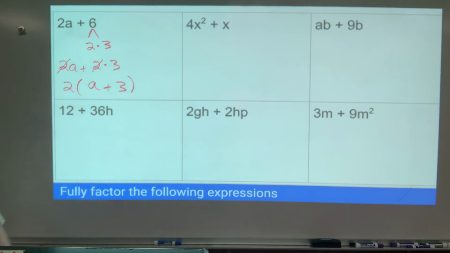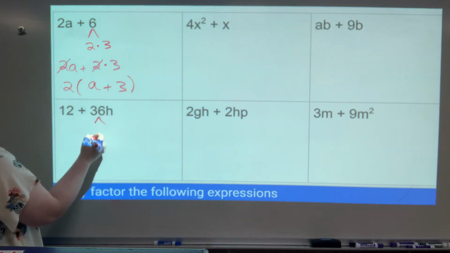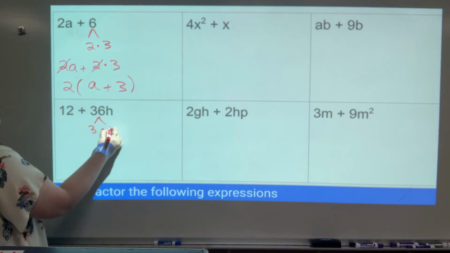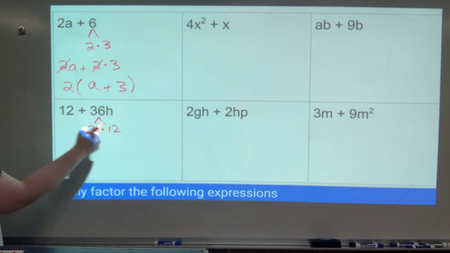12 plus 36H, okay? Again, if I had to kind of write this out, I could say, what about 3 times 12? Okay, now I see 12 I have in common between both of these terms. So I can pull 12 out of here.